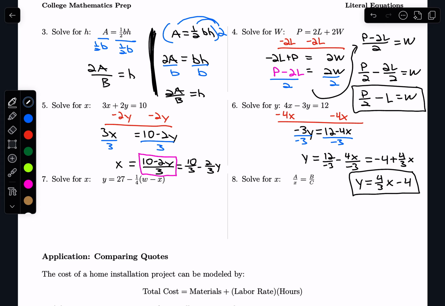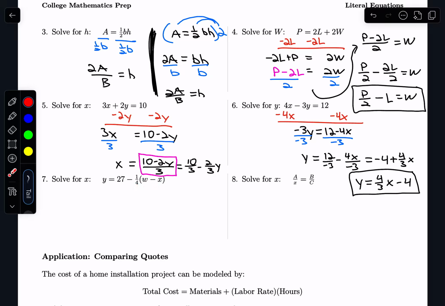So we have a fraction here, and we have three different variables, where x, the thing we're solving for, is within those parentheses. So what we need to do is get it out of the parentheses. We have two options. We can either distribute this -1/4 into the parentheses to get -1/4 w plus 1/4 x, and then continue solving from there.